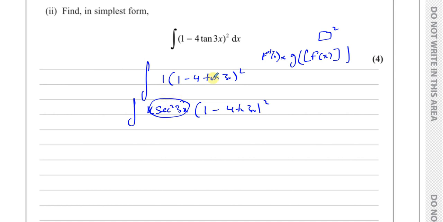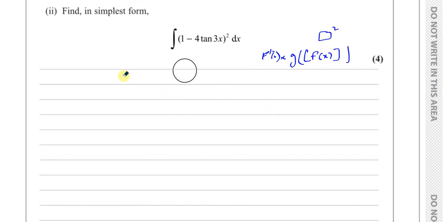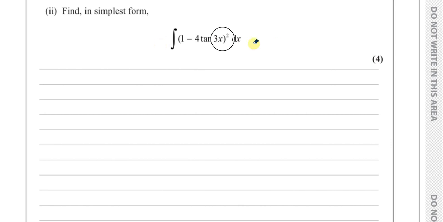Outside of it should be the differential of what's inside for us to use the reverse of the chain rule. So in this case, I cannot use the reverse of the chain rule as I did in the previous part of this question. That cannot be done here. So we have no choice but to expand the bracket and then try to integrate each term individually, assuming that all the terms you get will be terms that we are able to integrate.